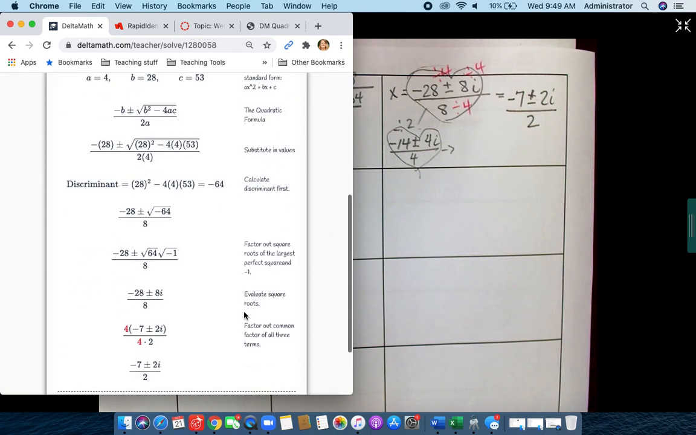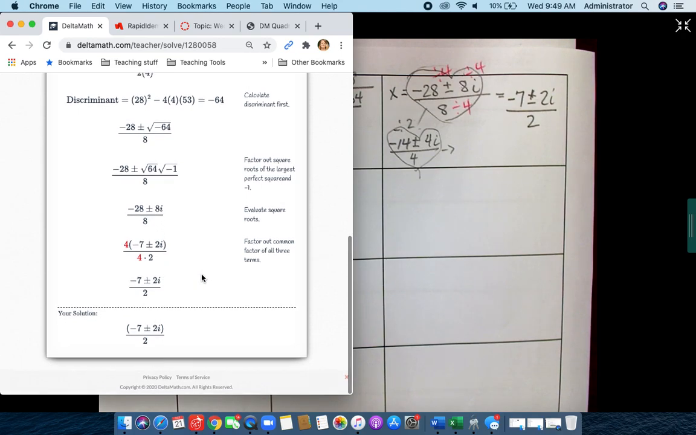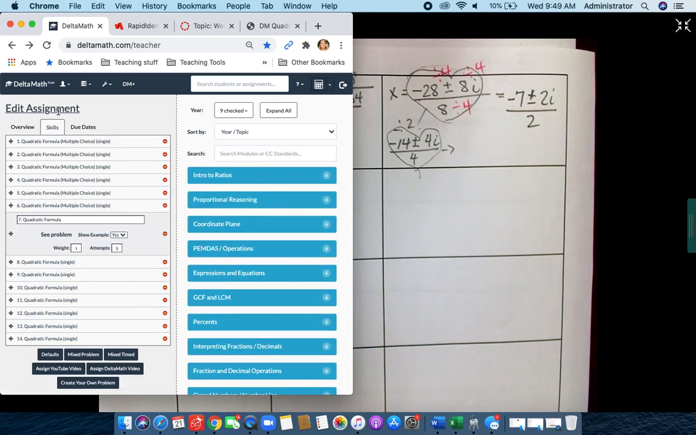All right. So you can see that here they reduced. Here they show you that they're actually factoring out a 4. It's actually the same thing, factoring out a 4 and then canceling it out. But there we go. All right, that's 7. Go ahead and pause it and do number 8.